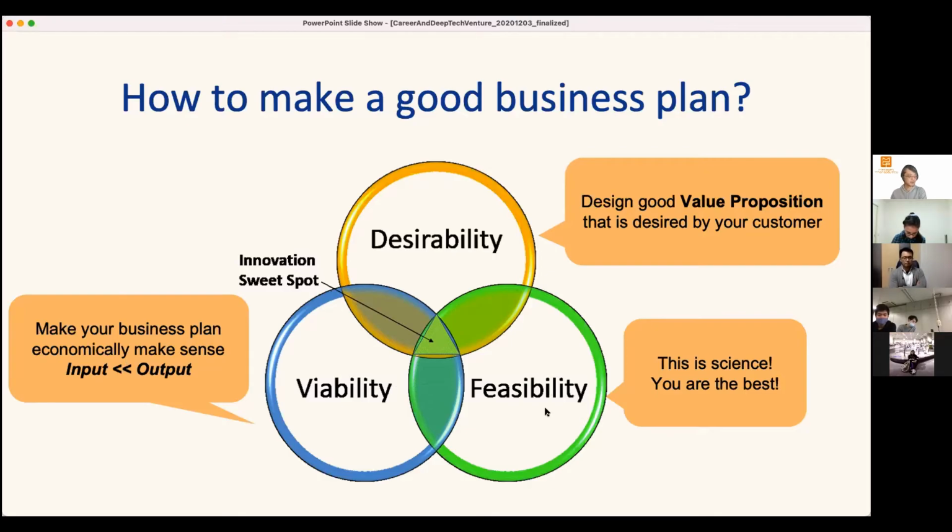And feasibility is all about the science and technology. Probably because you're from the university, you are good at it, so I don't worry about it too much. So I hope this will help you to plan out your business plan. I think I have just 1 or 2 minutes, so if you have any questions, I can answer 1 or 2.